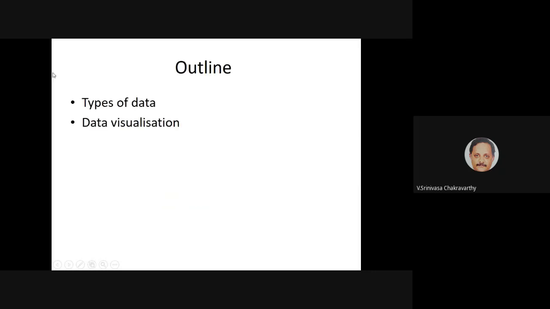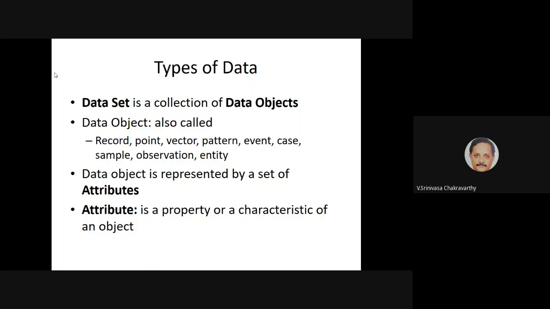So we'll look at first the types of data, one half of this lecture, and then the next thing is types of data visualization. How do you visualize data? To explain types of data, we need to first understand what is data and what is inside the data. So we'll talk about a data set. A data set is a collection of data objects. What we call data is basically a bunch of data objects.